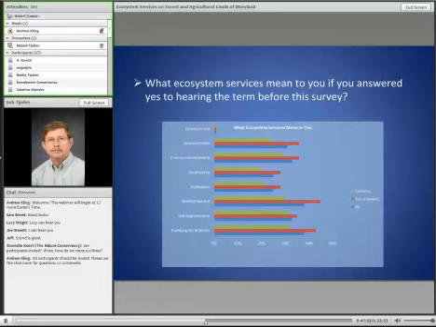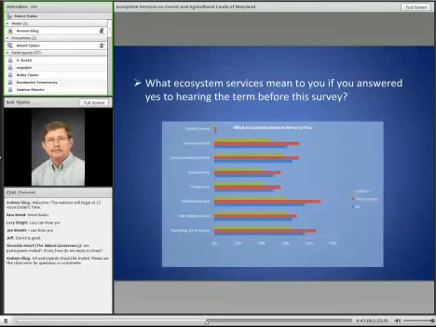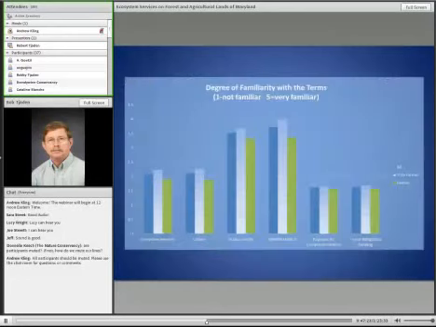Then we followed that up with, what is your degree of familiarity with these 6 terms, with 1 not familiar and 5 very familiar. And you'll see that water quality and wildlife habitat came out the highest on a scale of 1 to 5, with 3 being neutral, and anything below 3 would be not too familiar.